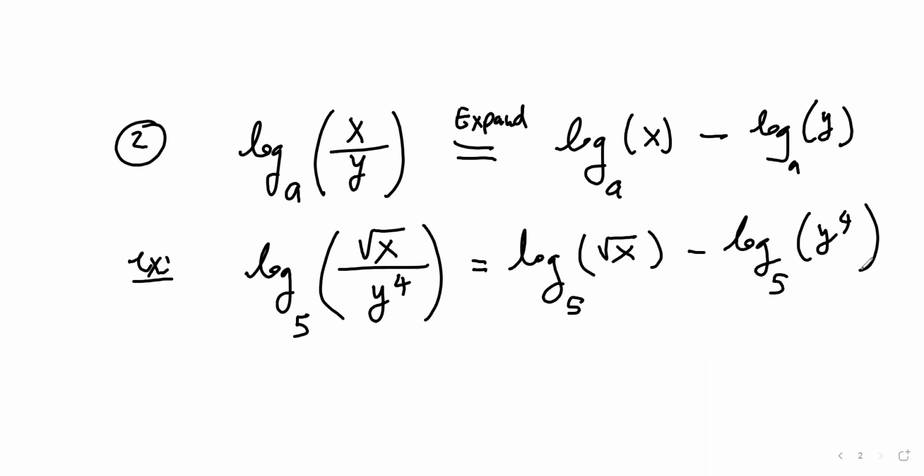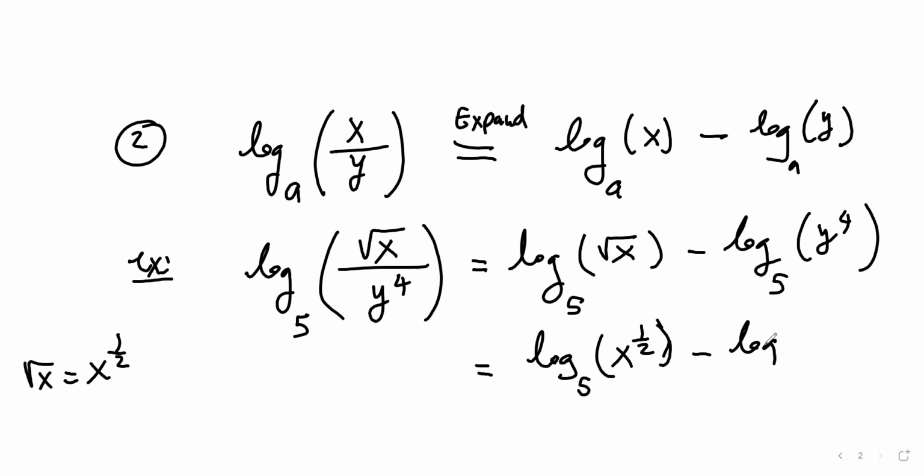So the next step is removing the exponents of the input right in front of log. But this is a square root of x, and the square root of x is actually x to the 1/2. So I can rewrite that. I can put here log base 5 of x to the 1/2. So I write it as a power function, minus log of y to the fourth power.